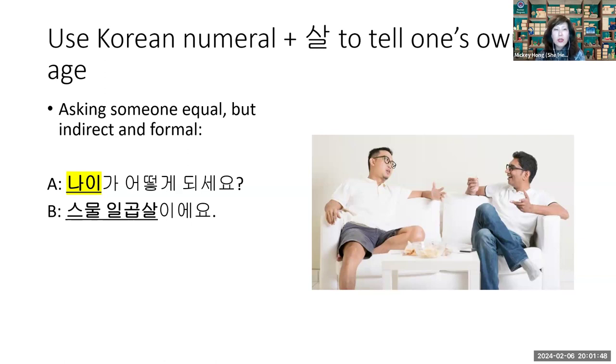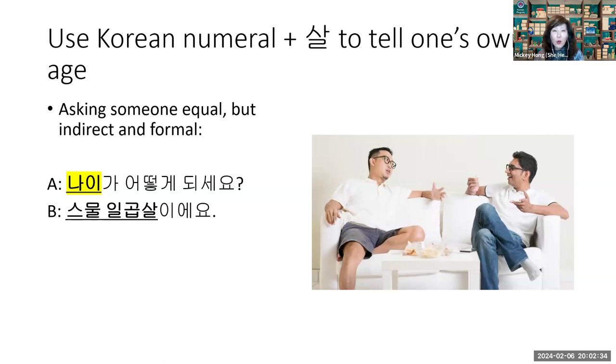나이가 어떻게 되세요? 27살이에요. And this is when you are still getting to know that person, your acquaintances. But age has to be exchanged right away from the get-go when people start socializing in Korean society, because that's how you determine the speech level with them, right? If you first meet and you don't know their age, you cannot decide based on the way they look. So you approach somebody who looks around your age, 나이가 어떻게 되세요?